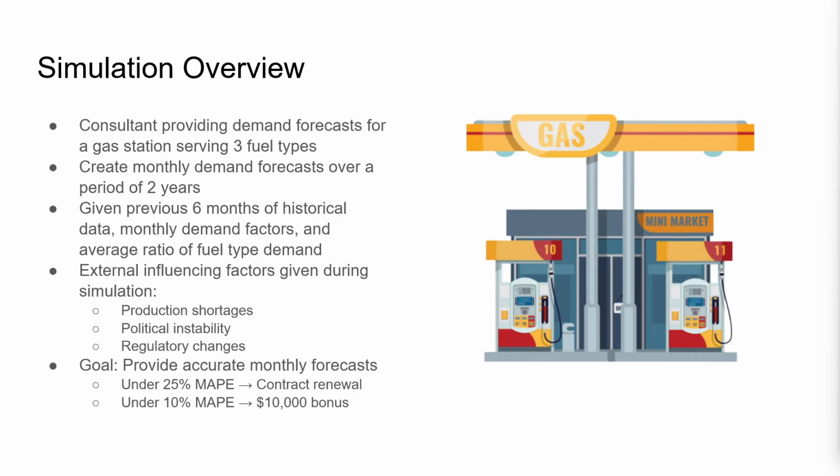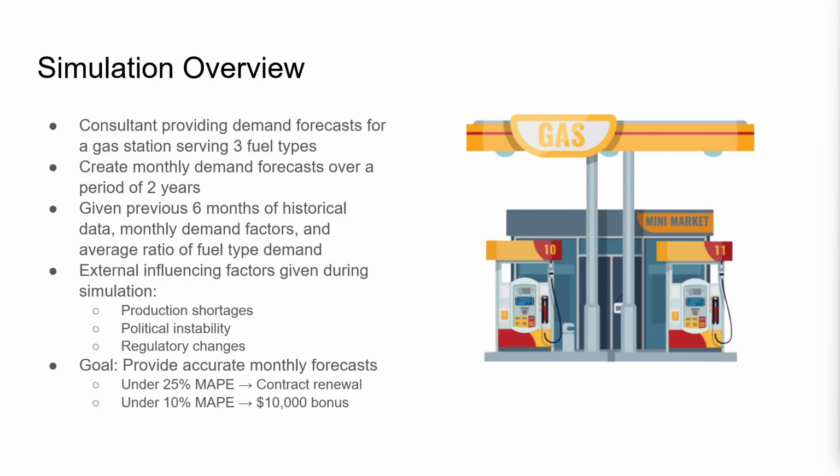During the simulation, external influencing factors would often arise that required adjustment to the forecast. These were events like production shortages, political instability in major oil exporting countries, and regulatory changes that would change trade tariffs or sales volume. The goal of the simulation was to account for all of these factors and provide accurate monthly forecasts with low mean absolute percentage error.